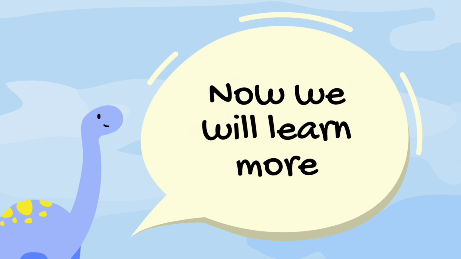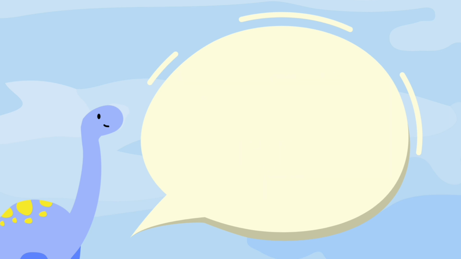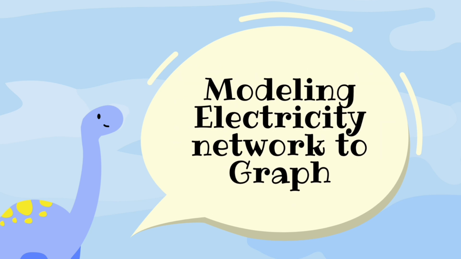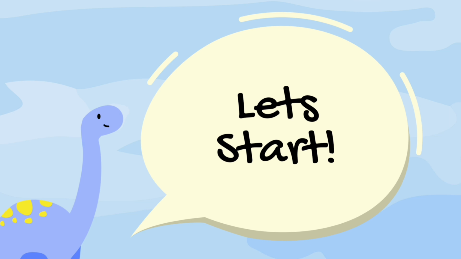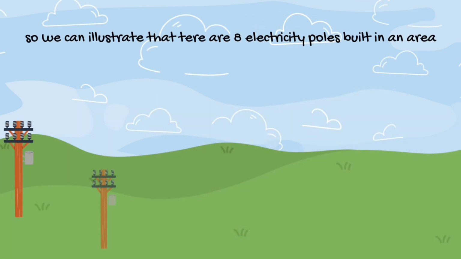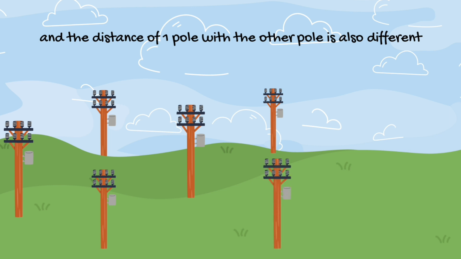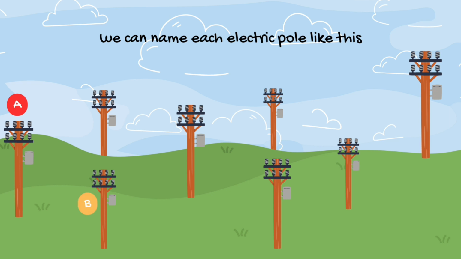Well, now we will learn more through the following example about modeling an electricity network to a graph. Let's start. So, we can illustrate that there are 8 electricity poles built in an area. They have different sizes and the distance of one pole from another is also different. We can name each electric pole like this. We can name them A, B, C, D, E, F, G, and H.